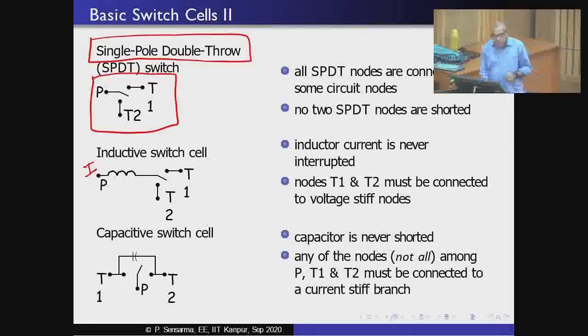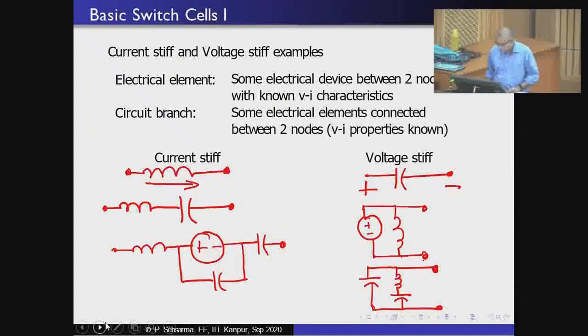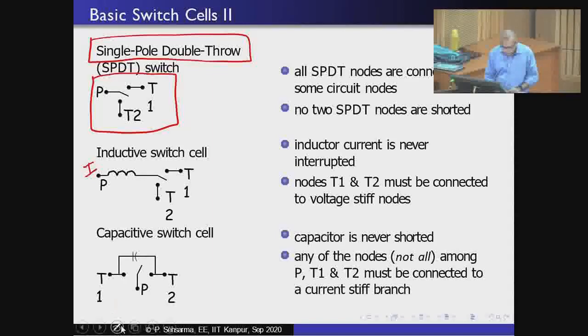You can also have a capacitive switch cell, where the capacitance or the voltage stiff element is connected between nodes T1 and T2. See that irrespective of which position the switch takes, if the switch is in T1, the capacitance is not shorted. If the switch is in position T2, then also the capacitance is not shorted. So, just by operating the switch, there is no question of violating the ROI.